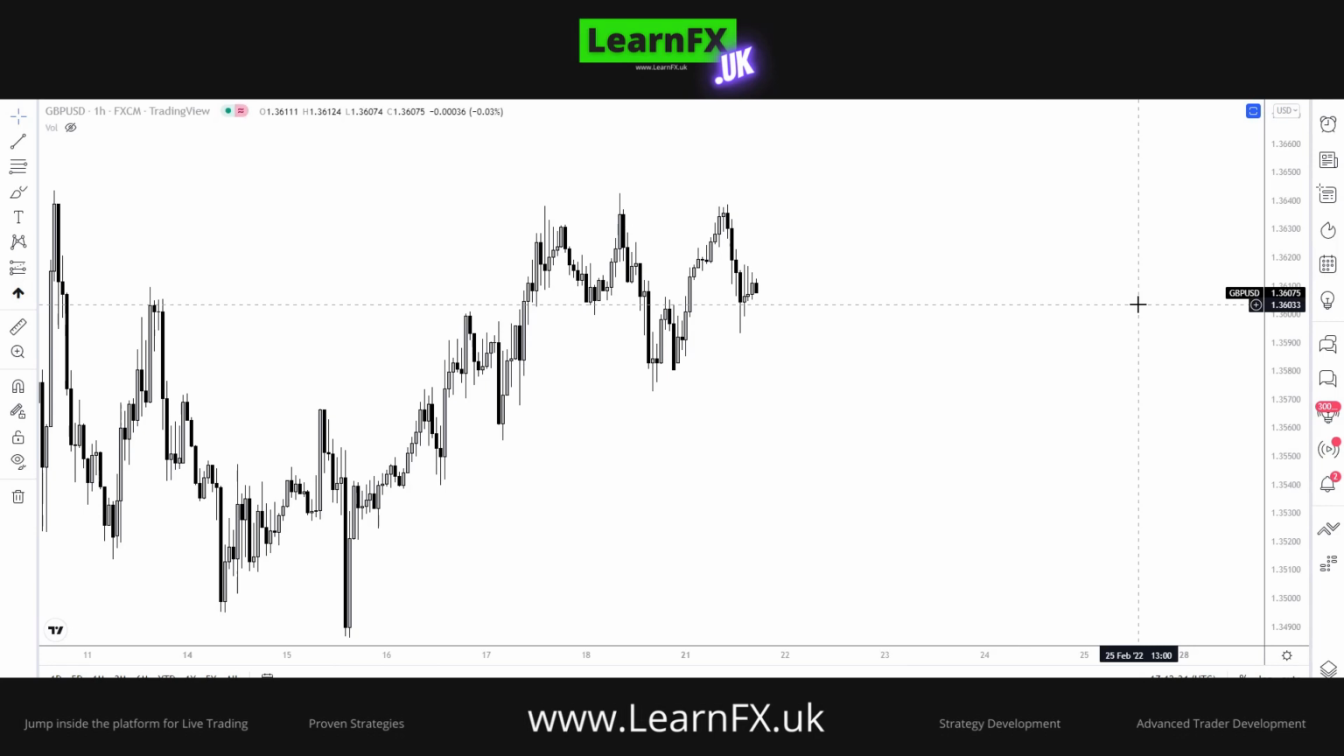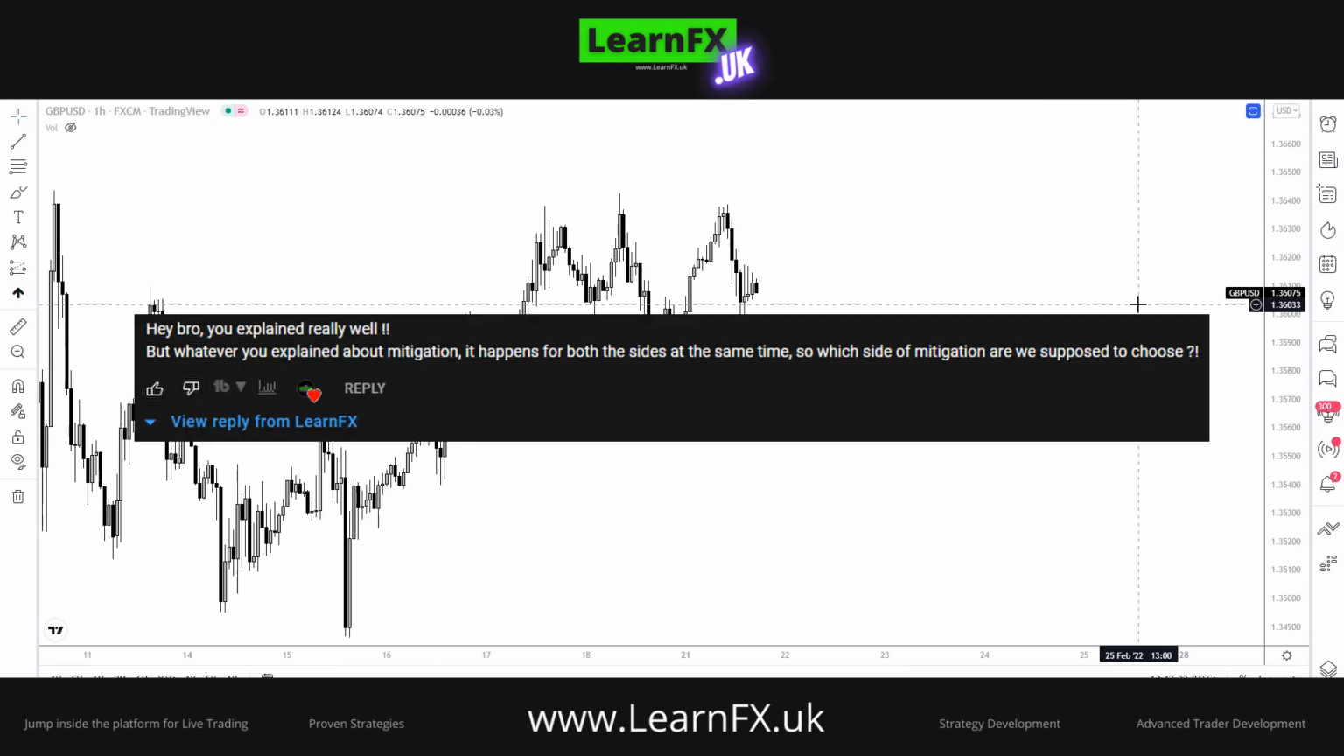And this topic actually stems from a question that I got from a trader, and he said, when you explain about mitigation, it happens from both sides at the same time. So which side are we supposed to choose? And it is actually a really good question.